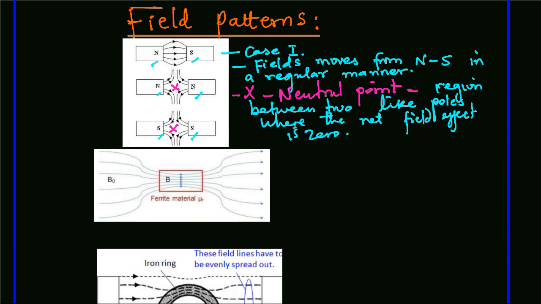Let us now look at something that is closely related to the movement of the field lines. This is what we call magnetic shielding. Magnetic shielding refers to creating a barrier on the path of the magnetic field lines of force.